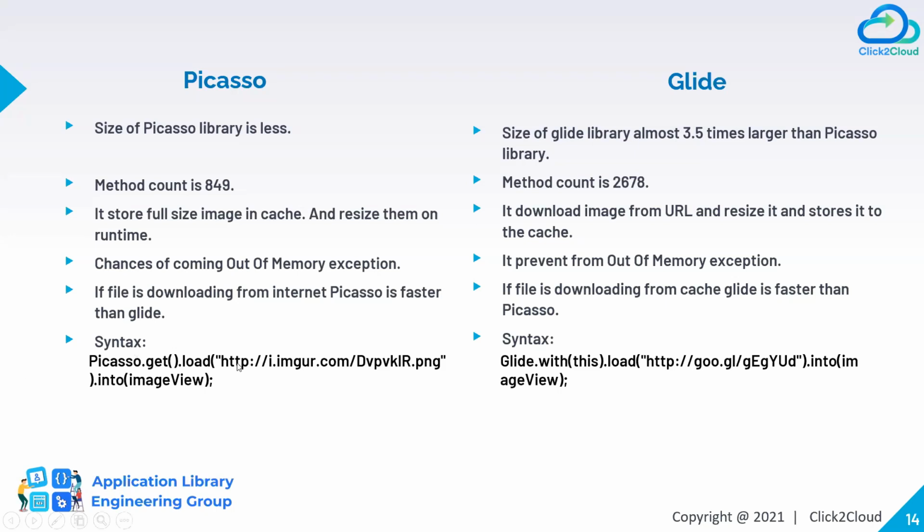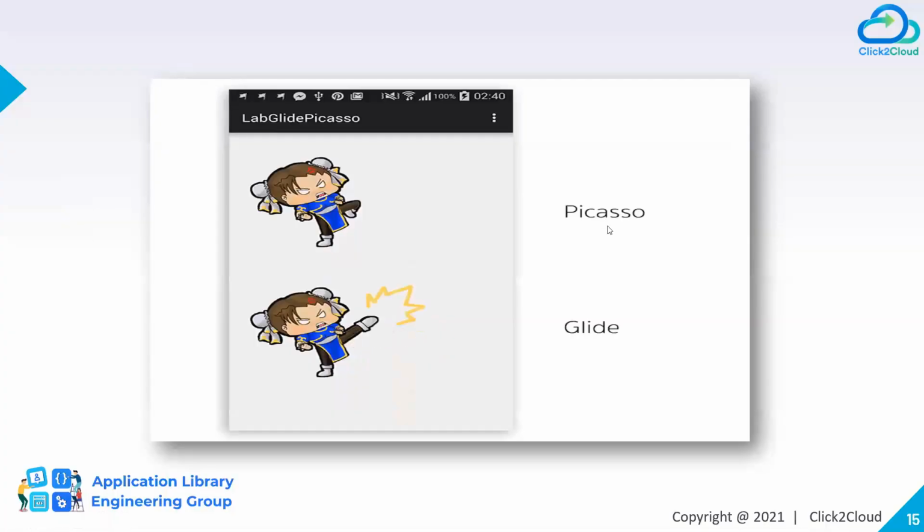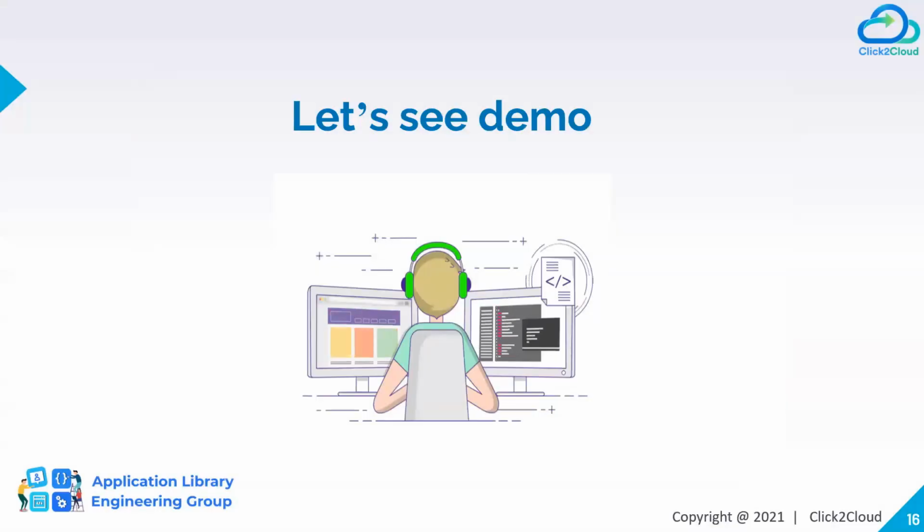And here is an example of both the libraries, you can see on screen. And then there is one more difference between Picasso and Glide. You can see in Glide image view, GIF format is supported in the Glide library, but you can see in Picasso, GIF format is not supported. So this is one more difference between Picasso and Glide. So this is all about the presentation.